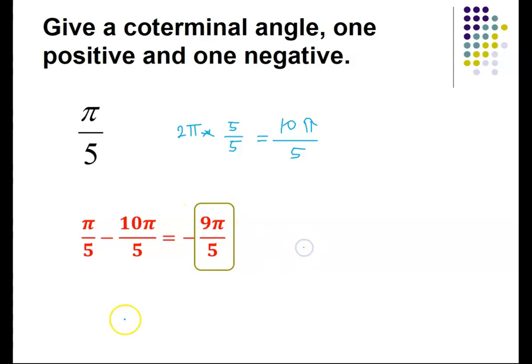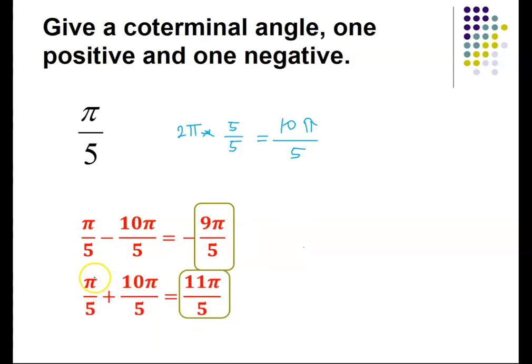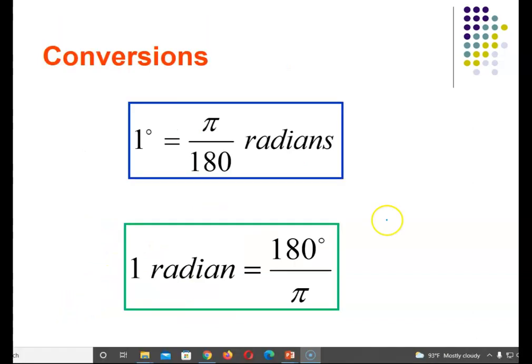And then the next one will be the positive, so therefore you will have now pi over 5 plus 10 pi over 5, so therefore we get 11 pi over 5, okay? So you add 360 or subtract 360 to find the coterminal angles.